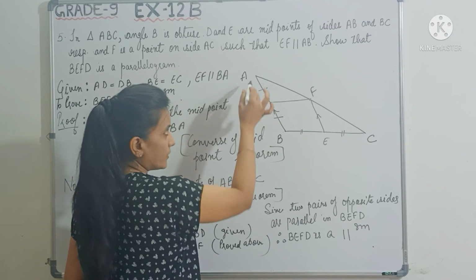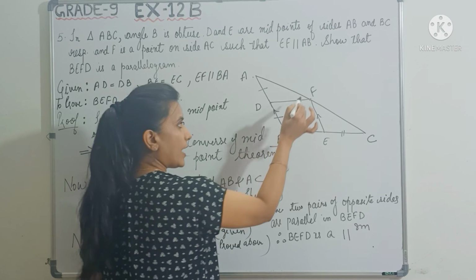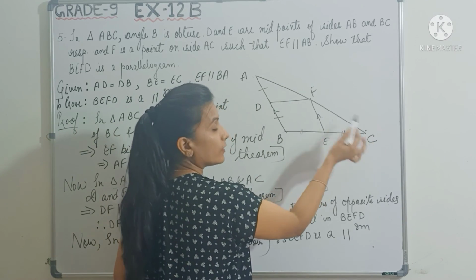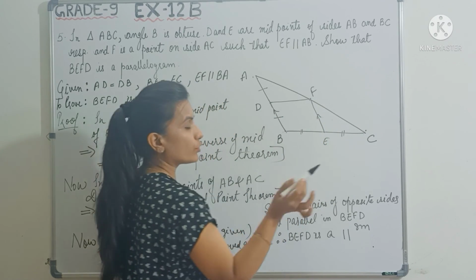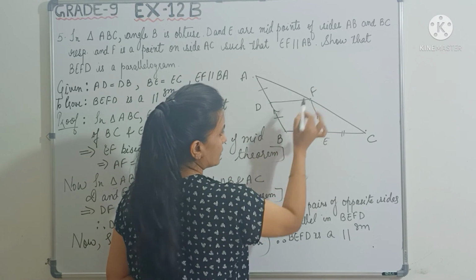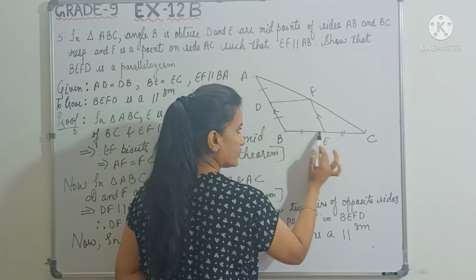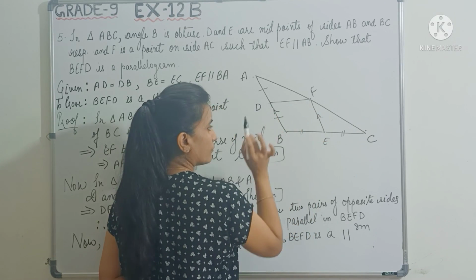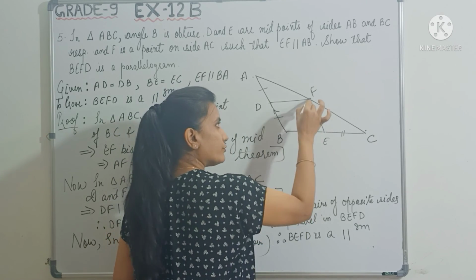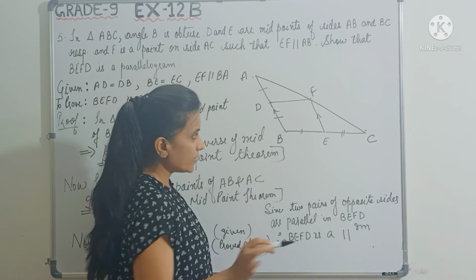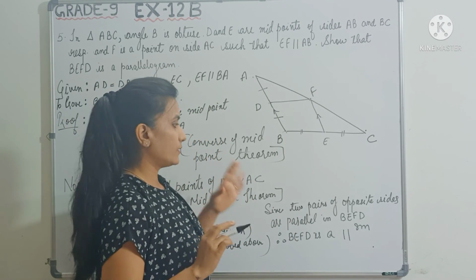Now again in the same triangle, in triangle ABC only, we observe that D is the midpoint of AB. Why? It is given. And F is the midpoint of AC. Why? We just now proved it, right? So DF is the line connecting both the midpoints. So from midpoint theorem, DF will be parallel to BC. This implies DF will be parallel to BE. So in quadrilateral BEFD, we observe that BE is parallel to DF, just now we proved it, and EF is parallel to BD. It is given already. Therefore, this is a parallelogram since two pairs of opposite sides are parallel.